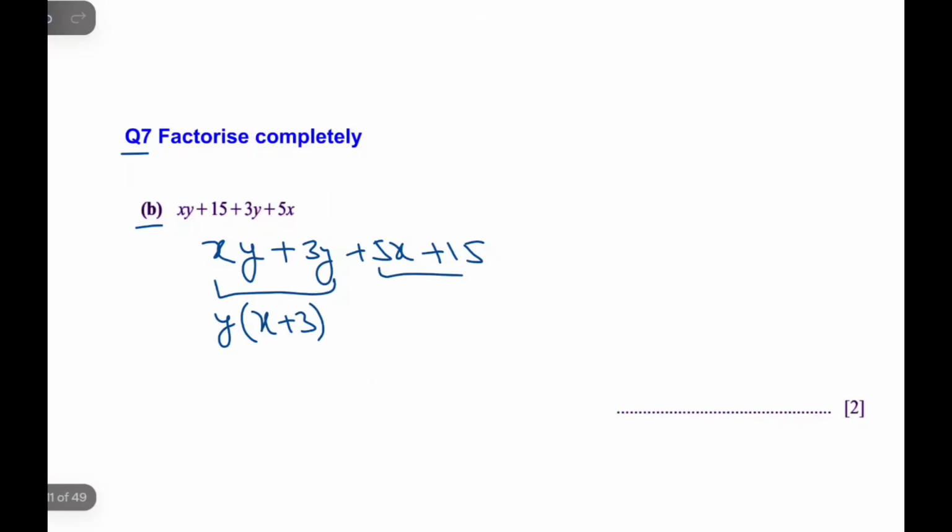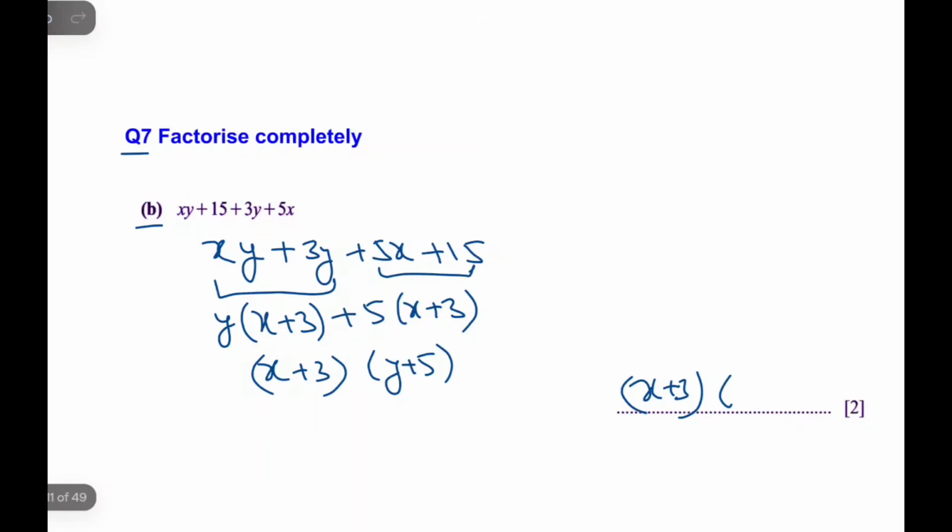Now question number 7b part. Now we can rearrange it. We can write xy plus 3y plus 5x plus 15. Now from here we can take y common. We are left with x plus 3. From here we can take 5 common. We are left with x plus 3. So we will take x plus 3 common. We get y plus 5. So x plus 3 times y plus 5 will be our answer.